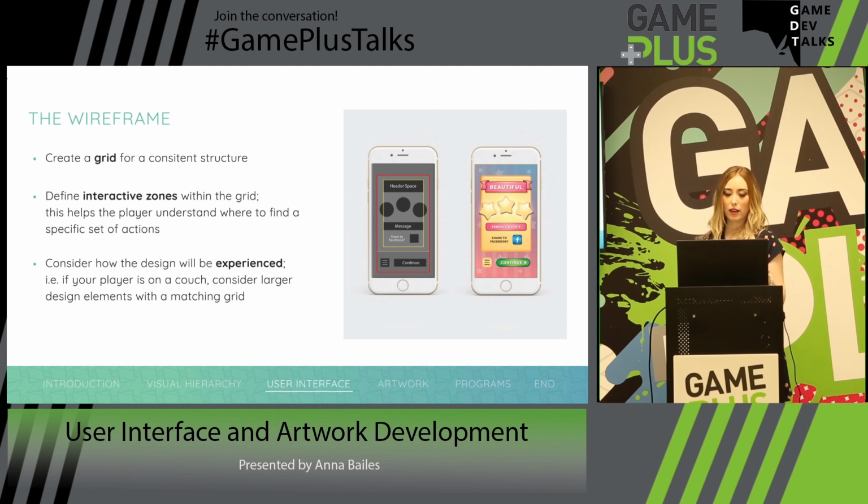To achieve this, it's helpful to create a basic wireframe of your design before focusing on anything decorative. Create an underlying grid to neatly align elements and build a clear visual hierarchy. Inside your wireframe, you could also define interactive zones. Maybe menu-specific actions are always located in the top left zone, while combat-specific actions are always located in the bottom right zone. Organizing zones within your grid will help the player understand where they can find a specific set of actions as they play your game.